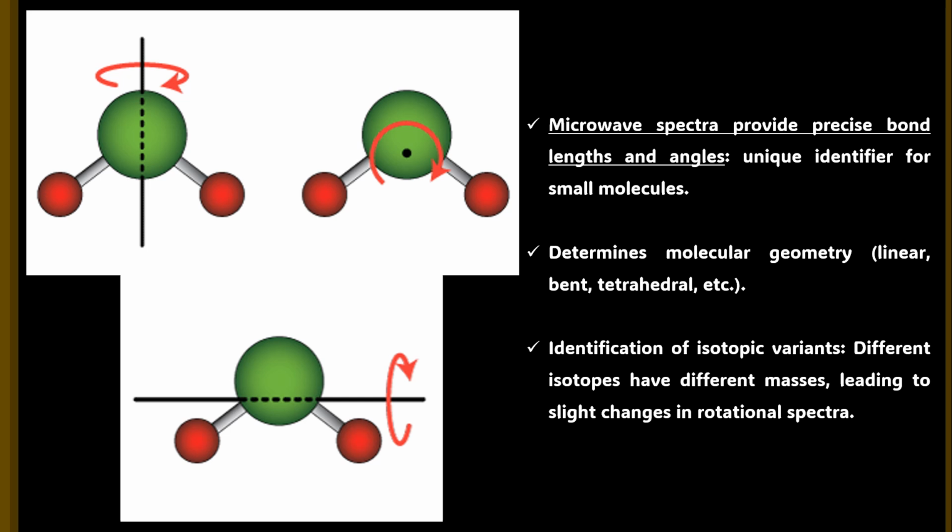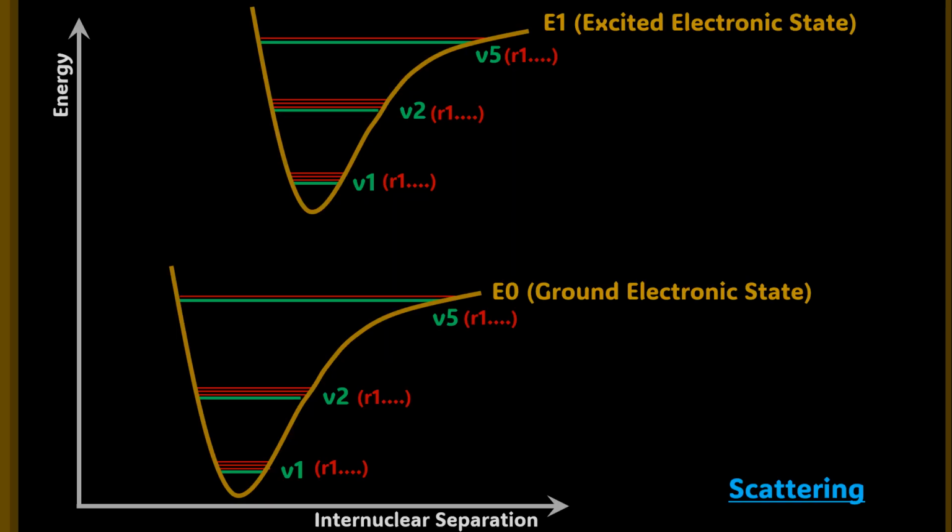But in case of scattering, this is not the case. What happens in case of scattering is that there is a concept of virtual state. That is, there is no absorption of the photon, rather it only interacts with the molecule. So what is this interaction?